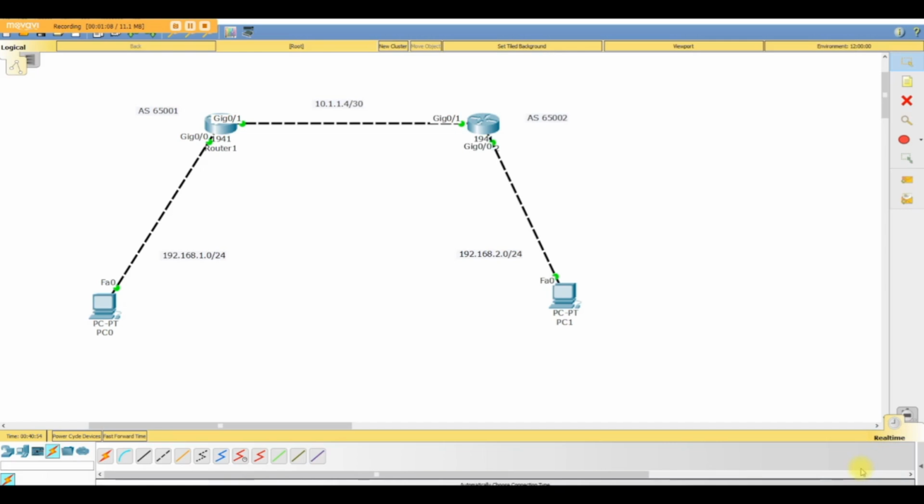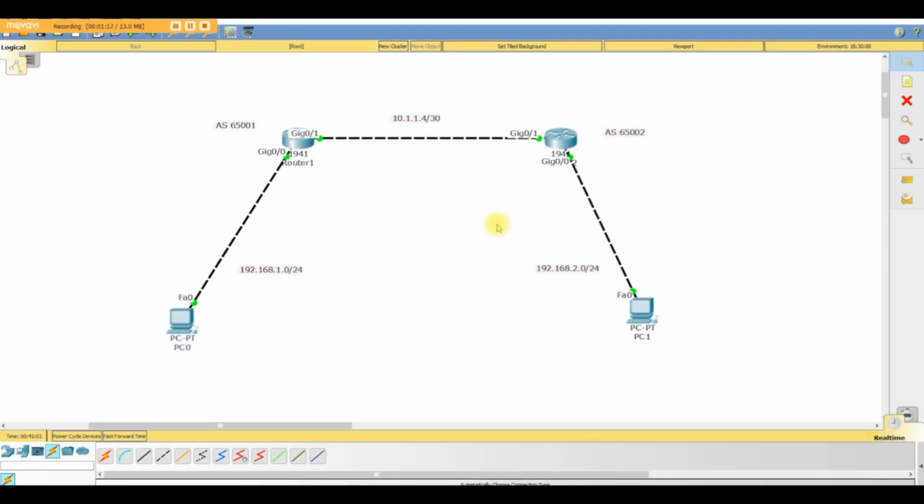Now, since this is the very first time you're going to configure BGP, remember that BGP relies on an interior gateway protocol. So EIGRP, RIP, OSPF, IS-IS, whatever it is you're going to use. But you need to have that IGP running.